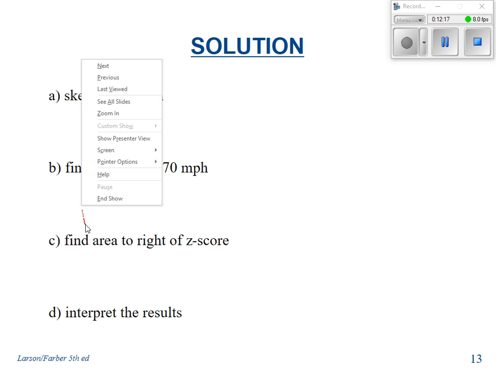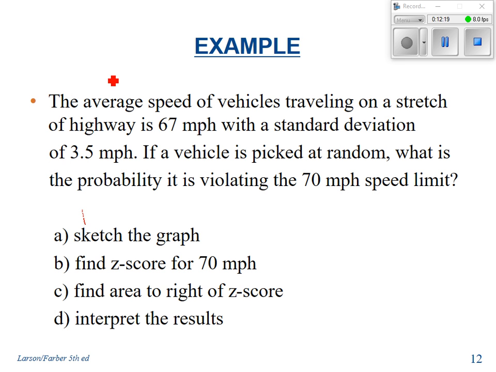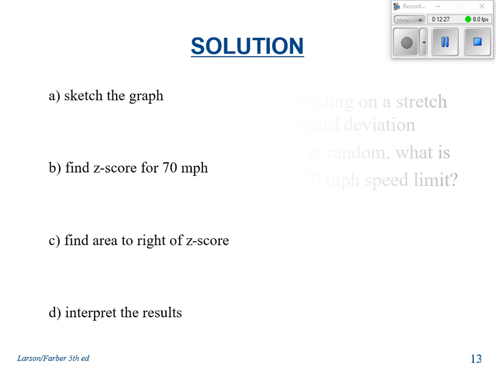Probably should have made sure I read the problem. So this is our mu. Somebody help me out and remember. Mu is 67. Our sigma is 3.5. Mu is 67. Sigma is 3.5.